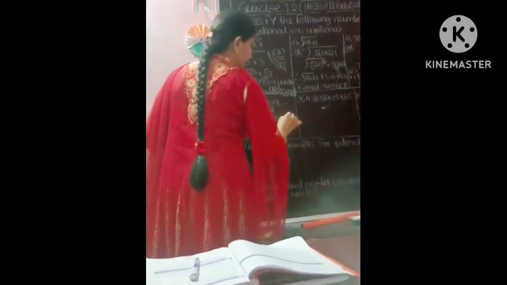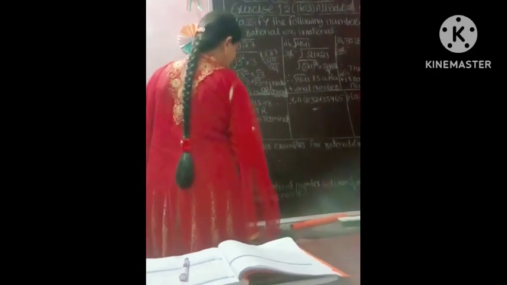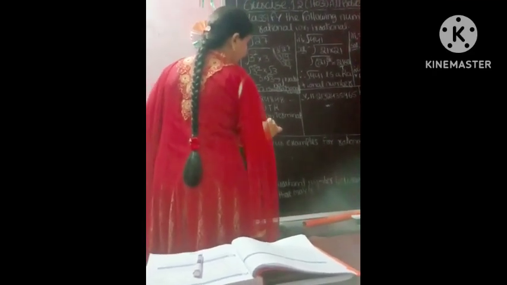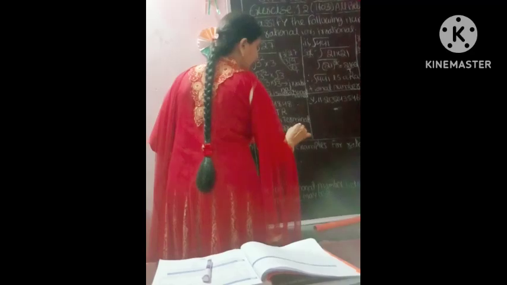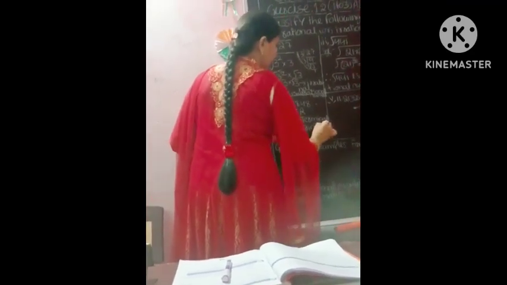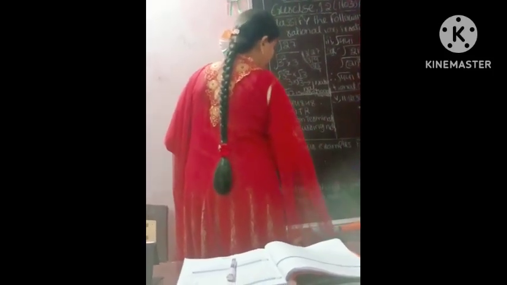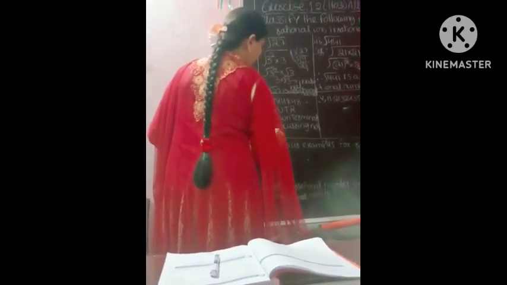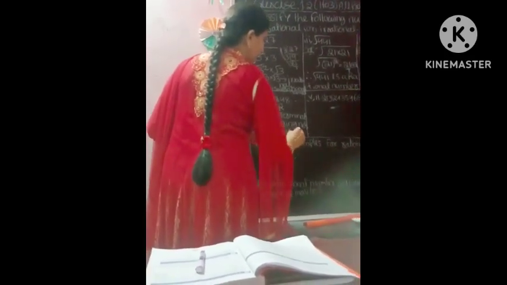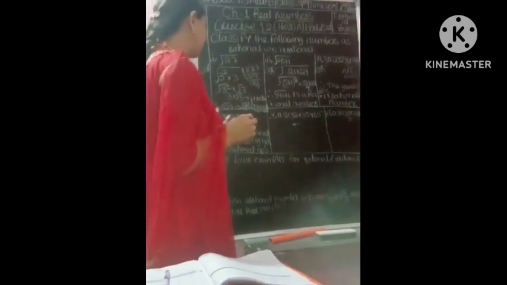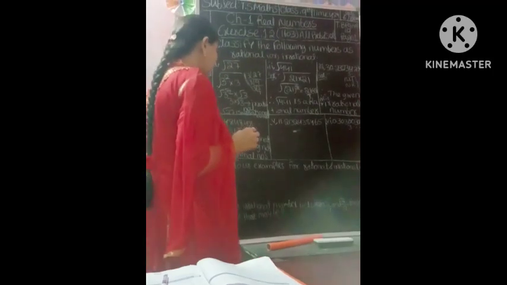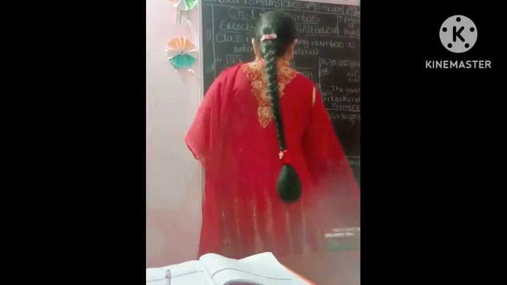Recurring means repeating. All non-terminating recurring numbers are rational numbers. Are you clear? Rational numbers. Are you understood? After the decimal point, the same number is repeated only. So it is a rational number. Next, are you clear? Next we will go to the fifth one.